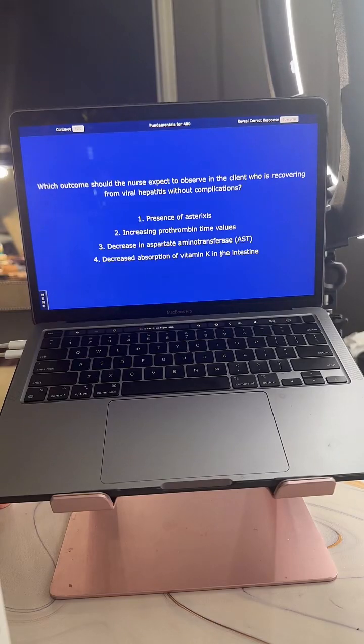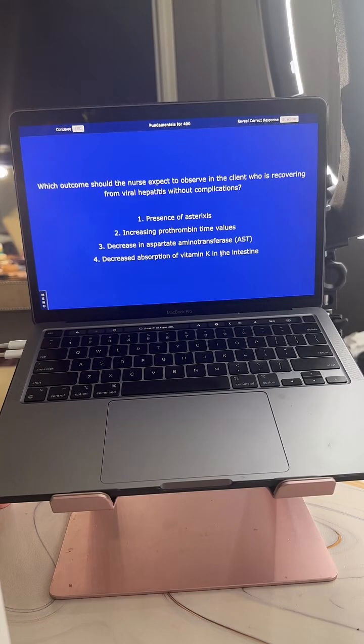All right, so fundies for 400. Which outcome should the nurse expect to observe in the client who's recovering from viral hepatitis without complications? 1, presence of asterixis. 2, increasing prothrombin time values. 3, decrease in aspartate aminotransferase, aka AST. And then 4, decreased absorption of vitamin K in the intestine. Which outcome should the nurse expect to observe in the client who is recovering from viral hepatitis without complications?